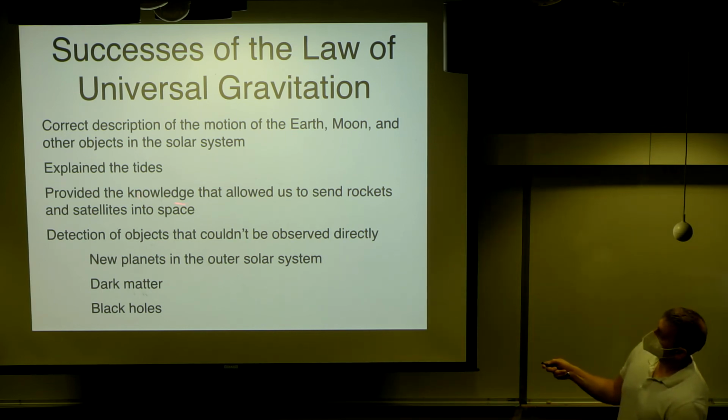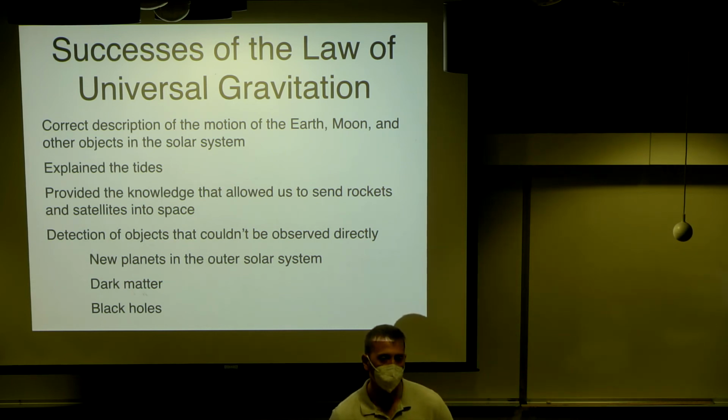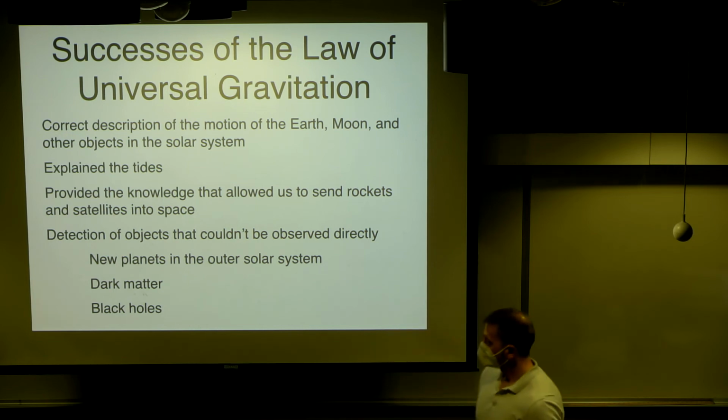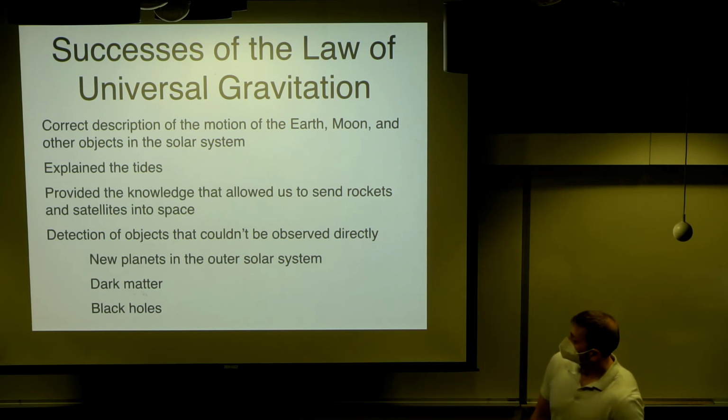We wouldn't be able to send rockets and satellites into space if we didn't know about this law. We need to know how their orbits are going to behave and how they're predictable based on this law. And also, kind of more cutting edge stuff that you can do with this law is you can detect objects that can't be observed directly.